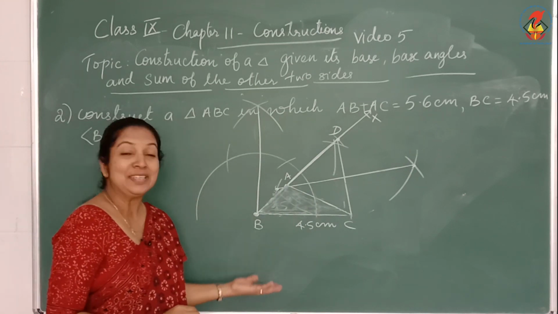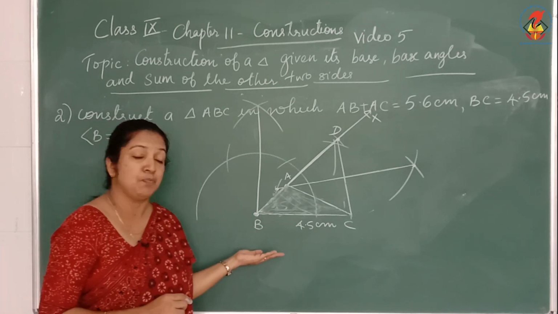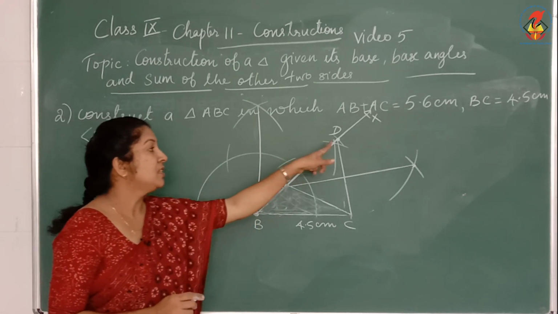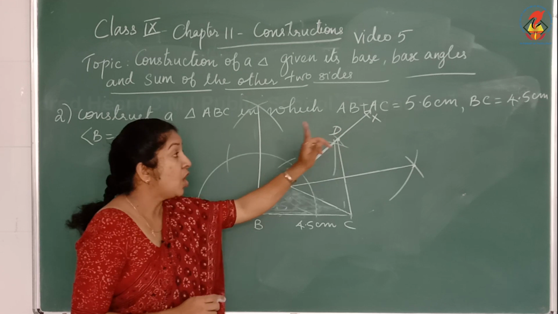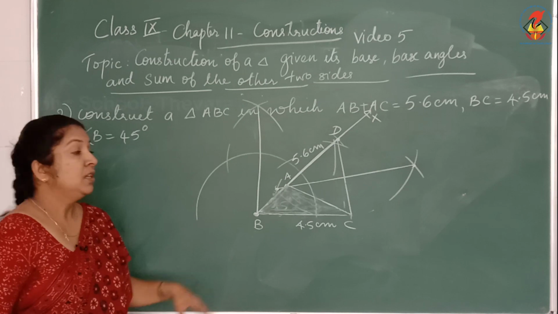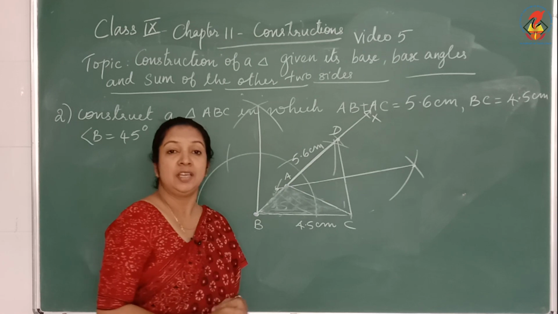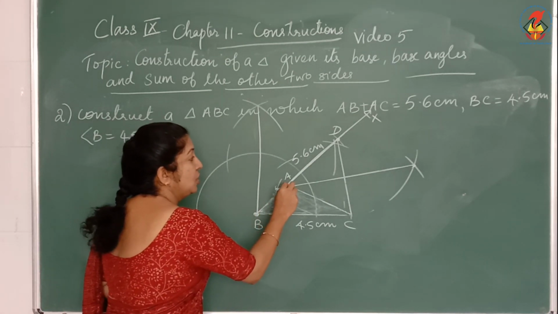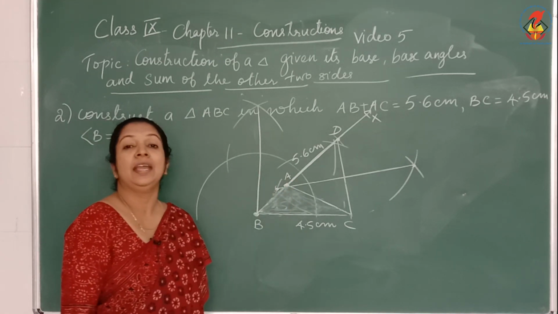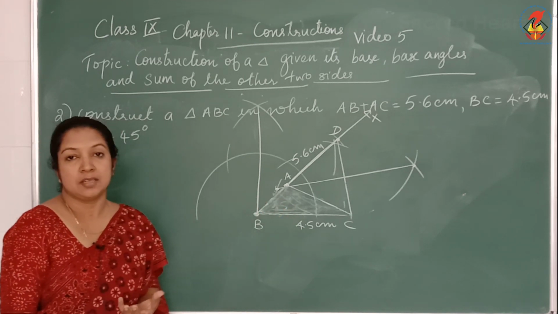So what's the first step? We have to draw the base BC. Then we have constructed 45 degree at B. Then we have drawn the ray BX. Then we have marked a point D, which is how much centimeter? 5.6 centimeter away from B. Then join D and C. Next, draw the perpendicular bisector of CD, and this is touching on BD at A. So join A and C. So triangle ABC is the required triangle.